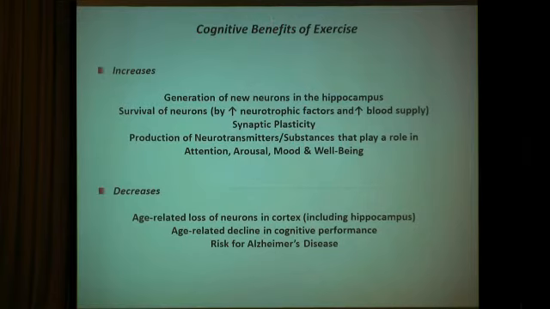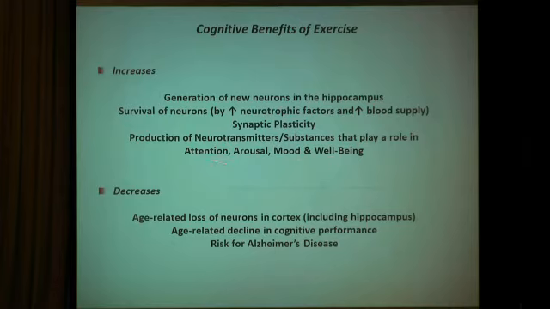Okay? So these are the cognitive benefits of exercise. It increases synaptic plasticity. People who exercise are better on tasks that involve learning. Okay? If you want to play the piano better, exercise before you sit down to play. Okay? All of these things, for a neuroscientist, this is great news for us. Production of neurotransmitters and substances that play a role in attention, arousal, mood, and well-being.